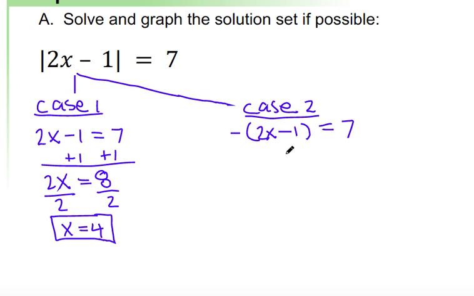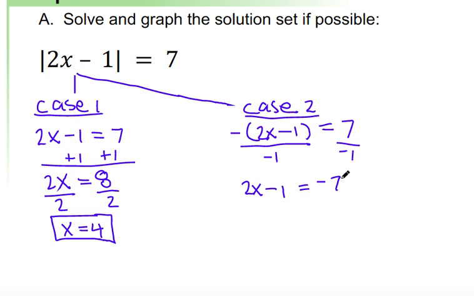Now in this second case, I have a negative 2x minus 1 is equal to 7. Now, I don't know if you've seen this before, but I'm going to get rid of that negative right away. And I'm going to get rid of that negative by dividing by a negative 1 on both sides. Now, why can I do that? Well, a negative divided by a negative is a positive. So that will leave me with 2x minus 1 is equal to 7 divided by negative 1, that's negative 7.